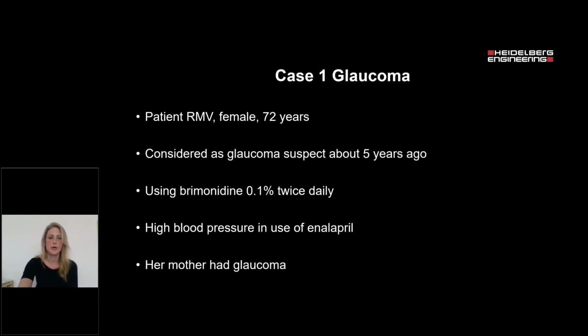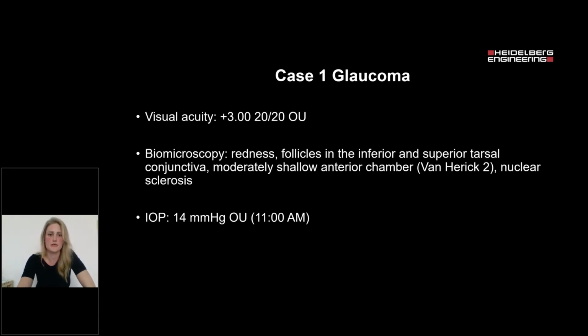In our case, a female patient, 72 years old, considered a glaucoma suspect about 5 years ago, using brimonidine twice daily, with high blood pressure in use of phenylapril, and she had a moderate glaucoma. The visual acuity is normal in both eyes. In the biomicroscopy, she had redness, follicles in the inferior and superior tarsal conjunctiva, a moderately shallow anterior chamber, Van Herrick 2, and a nuclear sclerosis.